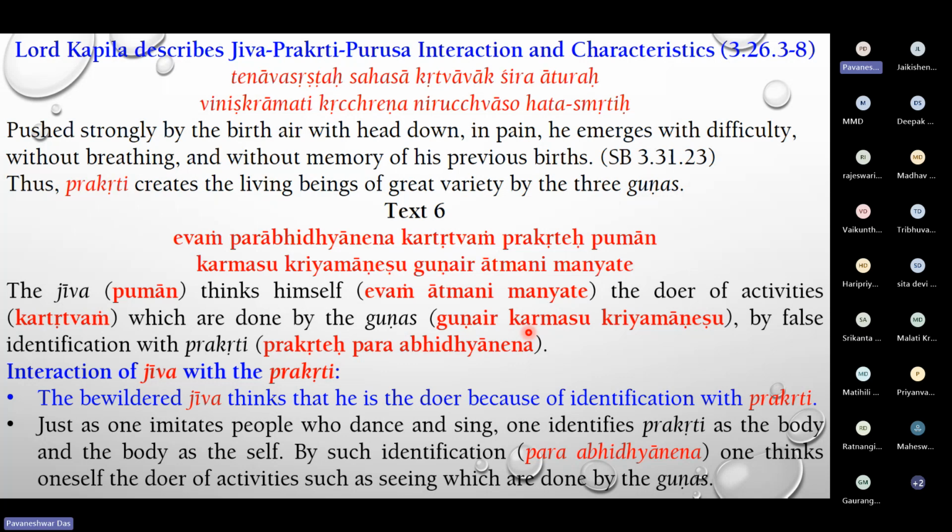We say that I am a human being because we are living in this body. But this body itself is made up of three gunas, which are nothing but Prakriti. That means this body actually belongs to Prakriti, not to me. By such identification, one thinks oneself the doer of activities such as seeing, which are done by the gunas. But actually the activities are done by gunas.